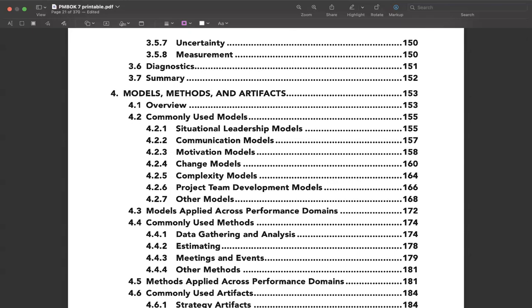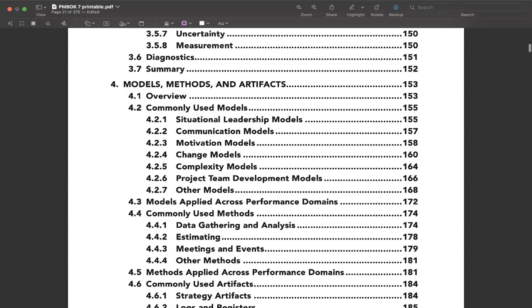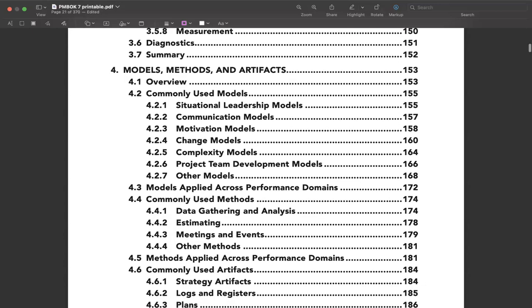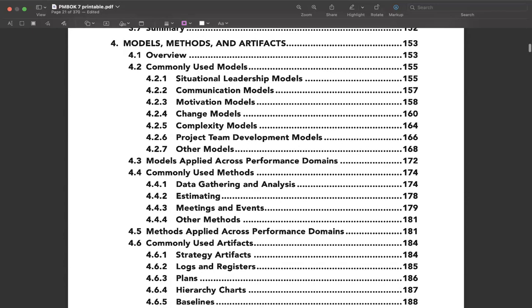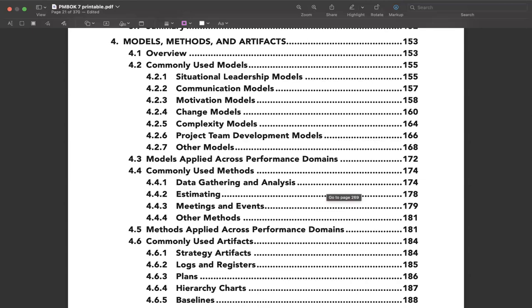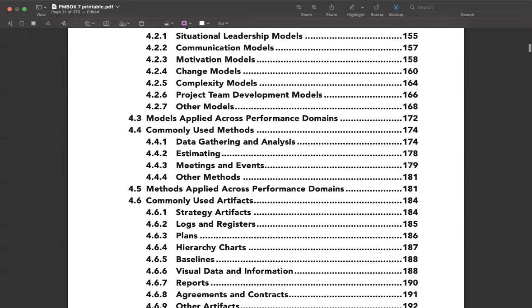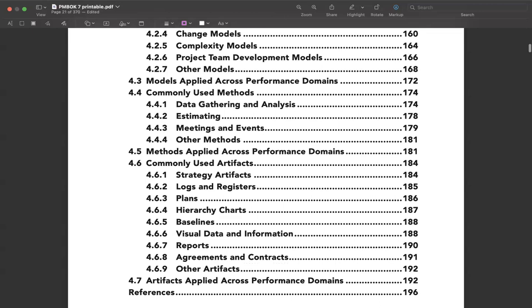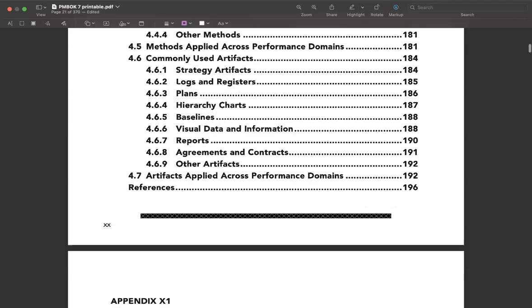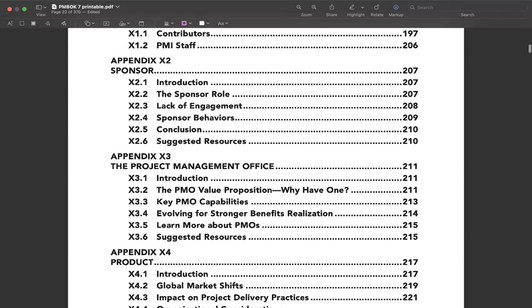So they talk about leadership models, communication models, models applied across different performance domains. So they also talk about the application of the different models across performance domains. And then other tools and techniques that were kind of discussed in the 6th edition of the PMBOK as well. So all of that great information is also there in the 7th edition of the guide. And then obviously you have the appendix.